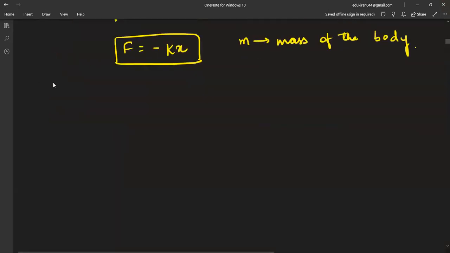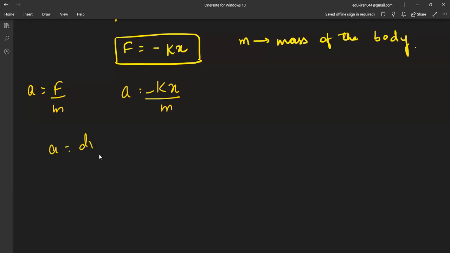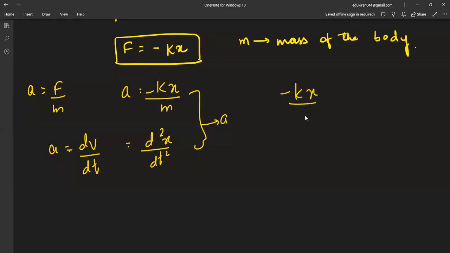But an extension of it, when we talk about the second component, that is acceleration. Acceleration will be force upon mass. If I put the value of force as minus kx, this will be minus kx by m. One more thing, acceleration is dv over dt. But if I want to write it in terms of displacement, I'll write it as d square x over dt square. That is the double differentiation, right? Both of these are accelerations, so I can equate them: minus kx by m is equal to d square x by dt square.